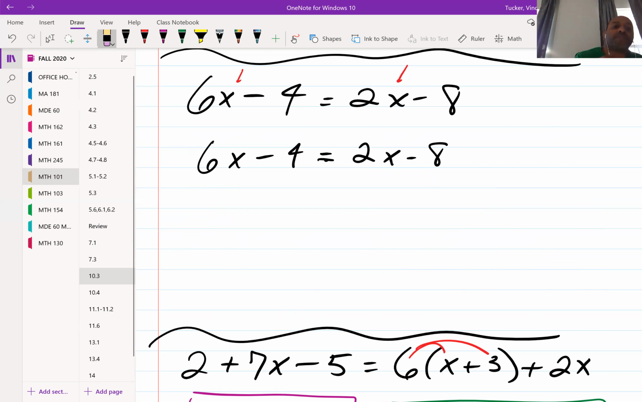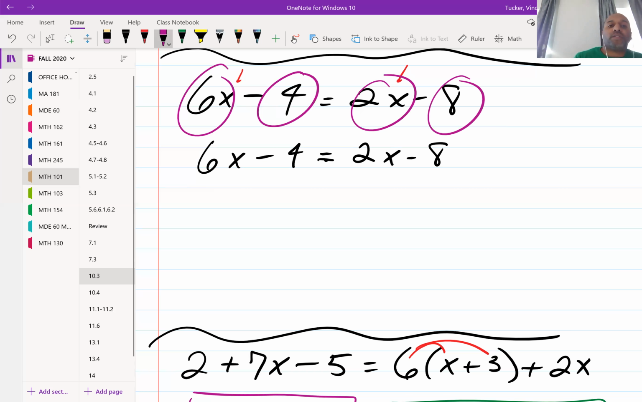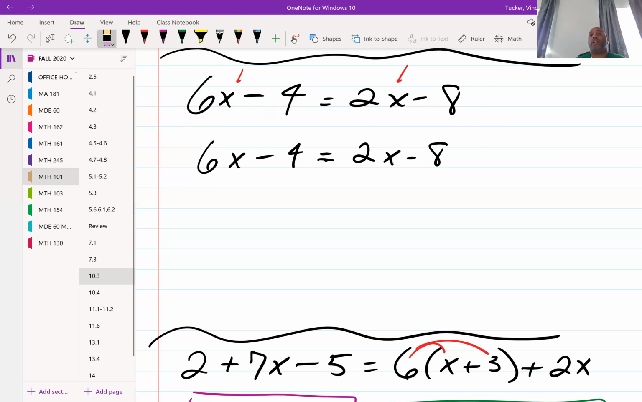So we have four different terms here. We have 6x, negative 4, 2x, and negative 8. So it doesn't matter which one we decide to move first. As long as you do everything correctly, eventually you come up with the same answer. So let's look at subtracting 2x from both sides. I'm moving the whole 2x to the left side, so I'm subtracting 2x from both sides. That'll give me 4x minus 4 equal to negative 8.